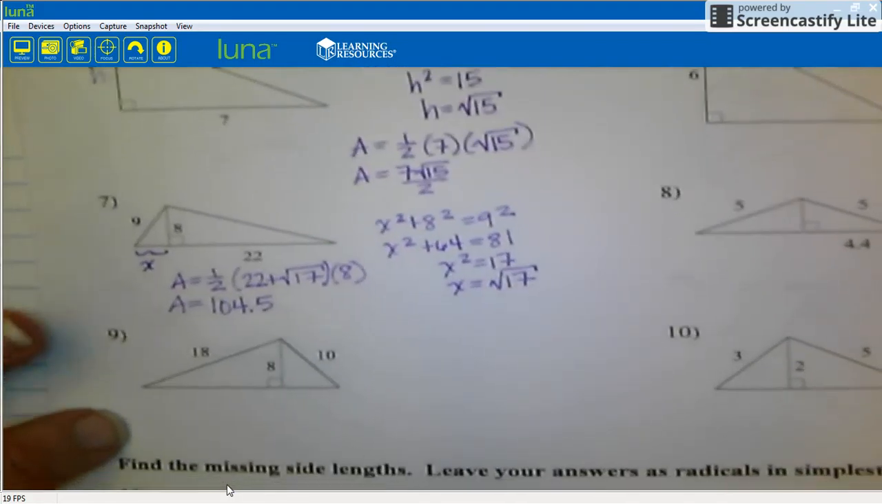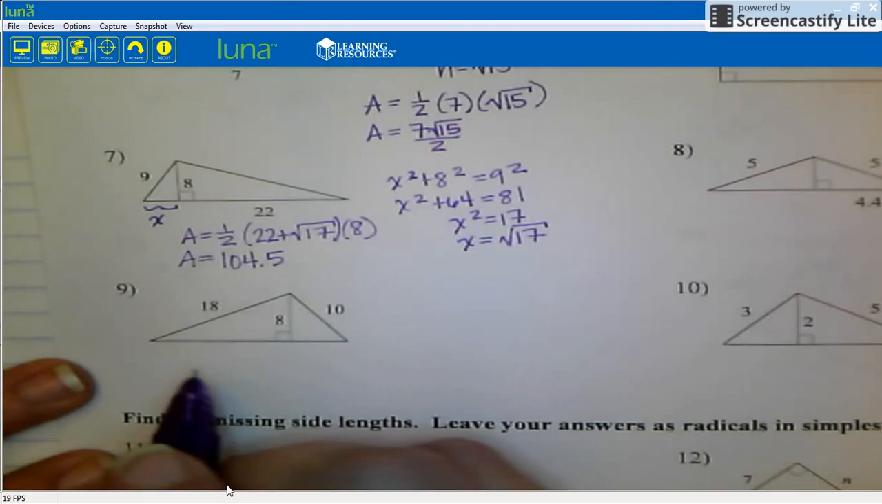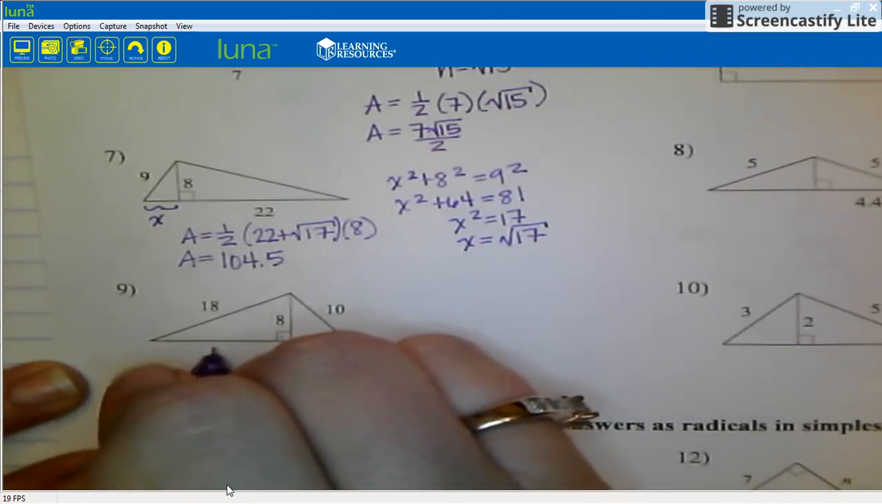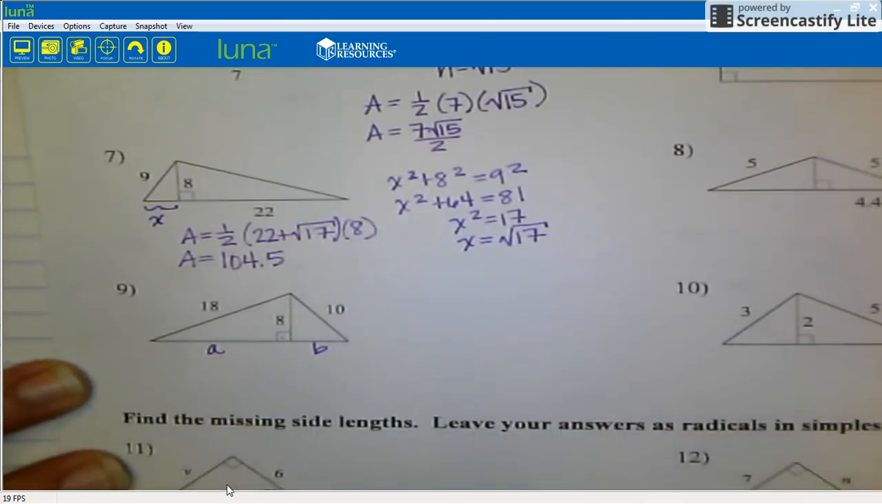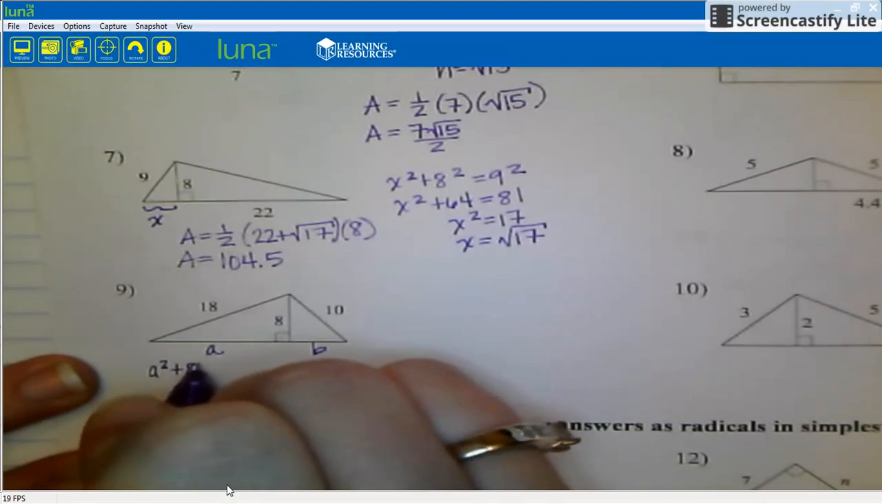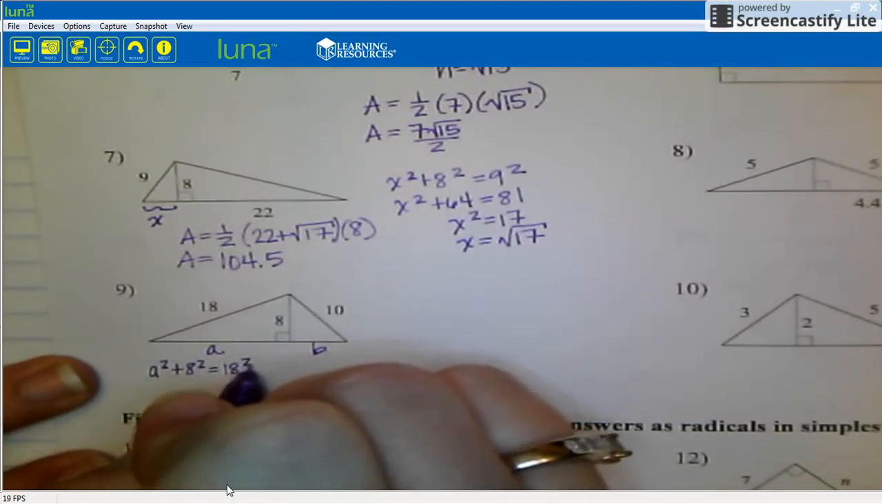And in number 9, it's a similar setup because I have to solve for both pieces of my base in order to find my area. And to do that, I'm going to use the Pythagorean theorem twice. So in this case, I'll call this A and this B. I need to solve for A and B. So A squared plus 8 squared has to equal 18 squared.